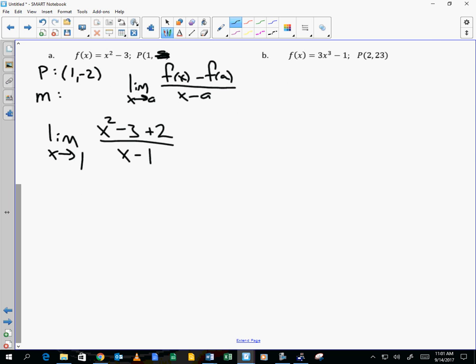So that's the limit we're trying to solve. The limit as x goes to 1 of (x squared minus 1) over (x minus 1). Again, if you plug in 1, what do you get? 0 over 0. Okay? This is discontinuous at what value?